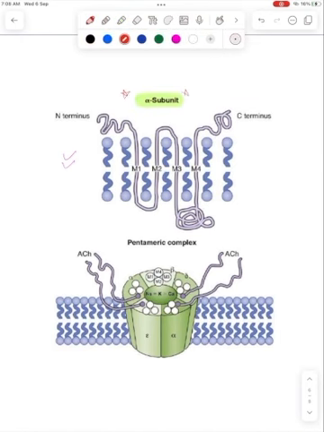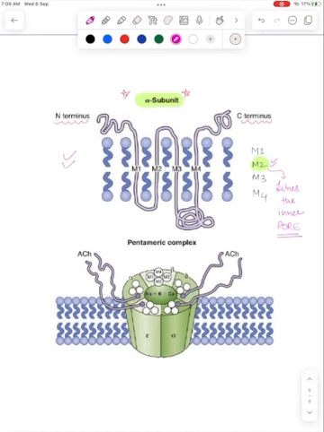Now naturally this is a protein, so it is going to have an N terminus and a C terminus, and it is also going to have these 4 domains which are labeled from M1 to M4. Please do not confuse them for muscarinic receptors. These labels are for the domains of the alpha subunit. Now, the M2 domain is the domain which is going to line the pore or the inner pore channel of the ion channel.